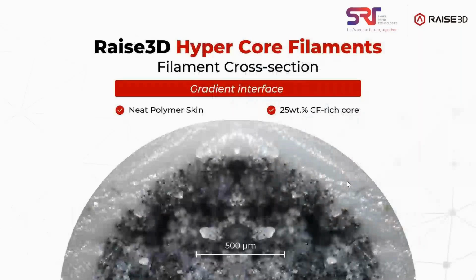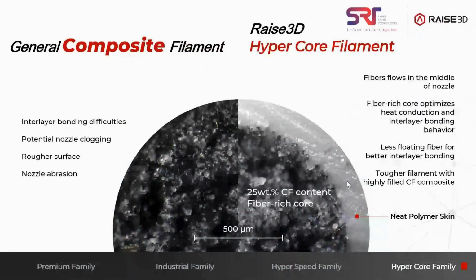And to overcome this, 𝗪𝗡𝗔 introduced the hypercore filaments, having a composite rich core on the inside and a neat polymer skin on the outside. So 𝗪𝗡𝗔 tailored the hypercore filaments to form a fiber-rich inner core, where most of the carbon fibers are well aligned and distributed.